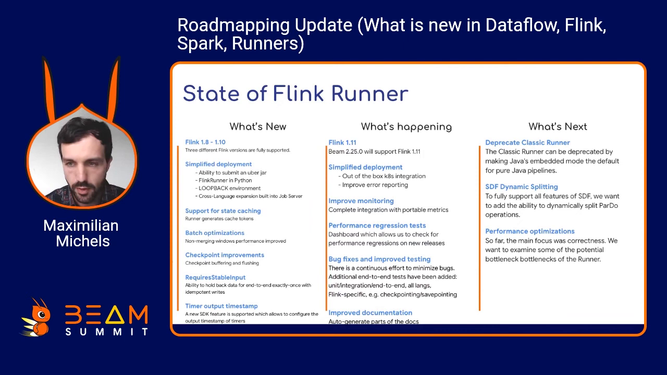So what are the most important things? First of all, we currently support Flink 1.8 to 1.10, and I know that Flink 1.11 is already out, so that will be supported in the next Beam version, Beam 2.25. And generally, we did a lot of work to simplify the way deployment works. So we now have the ability to submit an Uber jar, which doesn't require you to run a Beam job service. And actually, this works automatically if you just use the Flink runner in Python.